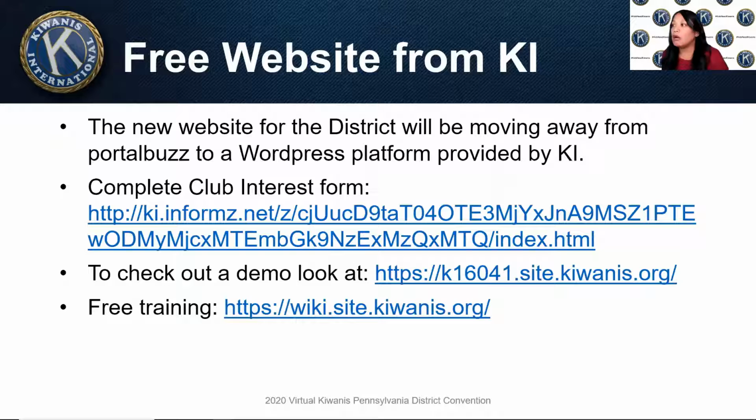So there's also free training about the WordPress platform. This site here, site.kiwanis.org. That URL, once you click on that, you'll see YouTube videos on how to edit the site once you get it. So 3 steps here: apply for it, then look at the demo and update the demo site they give you, which is you then put in all your information, and then you look at the training as well. I mean, you want to do that together.